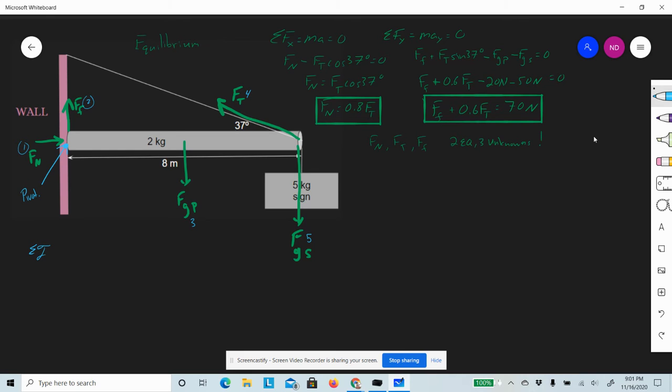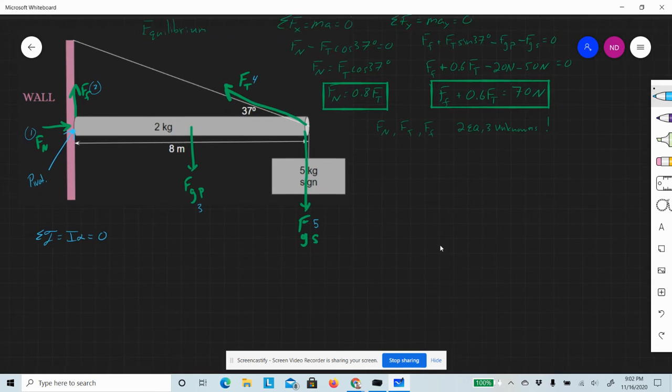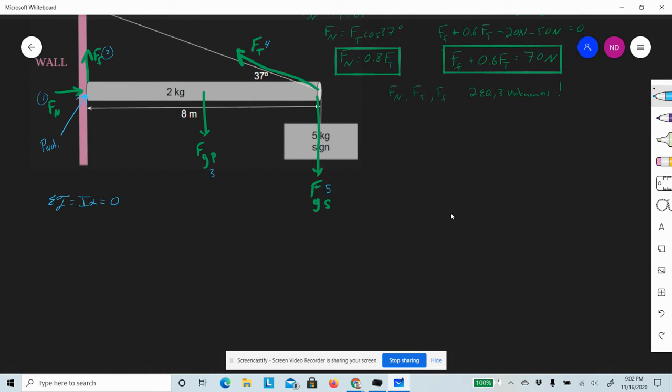So the sum of the torques equals I alpha. Again, since it's not accelerating, that's 0. So we're going to get torque from force 1 plus the torque of force 2 plus the torque from force 3 plus the torque of force 4 plus the torque of force 5 all equals 0. Remember, the equation for torque is F R sine theta. The force, distance from the pivot, sine of the angle.